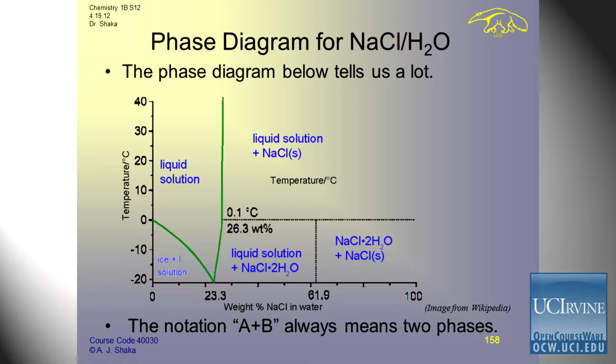As we increase the percentage of sodium chloride more and more, we see that we get sodium chloride 2H2O plus just sodium chloride solid. That's because if you think of this as a phase diagram, what we're saying is, in this region I have almost no water left, and it's almost all sodium chloride.